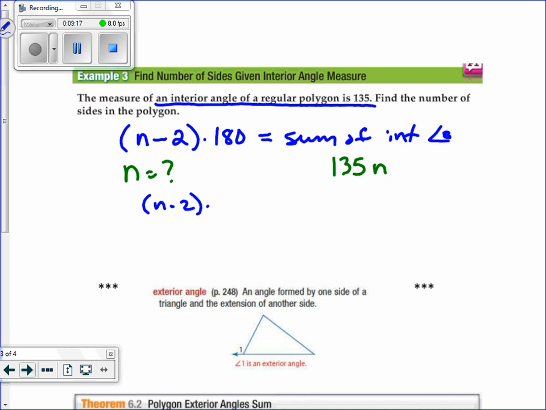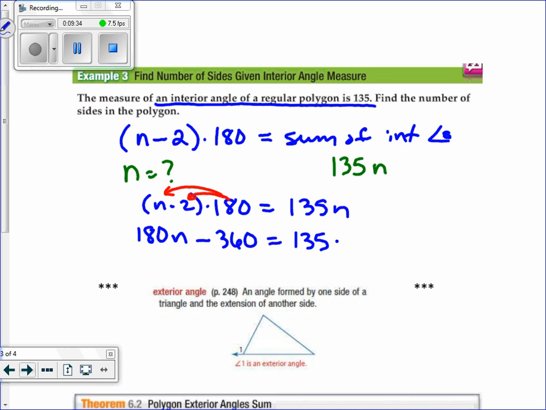n minus 2 times 180 equals 135n. And then I want to distribute the 180. That's 180n minus 360 equals 135n. Then I want to get my constants on one side and my variable terms on the other side. I'm going to bring the 135 over with the 180 and the 360 to the other side. So subtract 135 from 180, and that's going to be 45n. And when you add 360 to the other side, you have 45n equals 360.